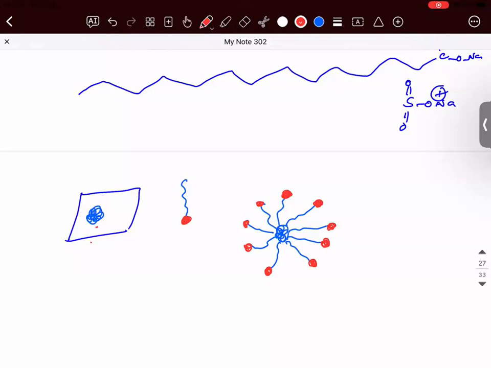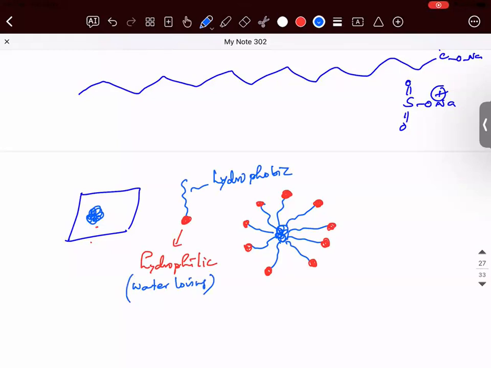The polar end is soluble in water, so this is hydrophilic. This end is hydrophobic. Hydrophilic and hydrophobic ends: hydrophilic end means water loving, so it is soluble in water. So what will happen when you dip that fabric or clothes into the soap water? The grease will be removed like this.